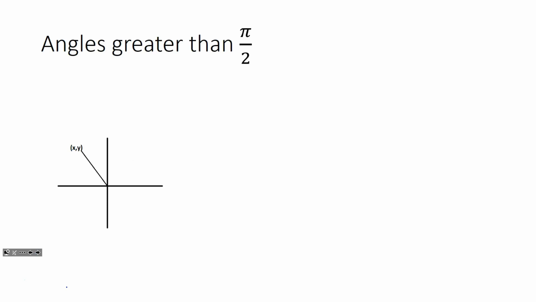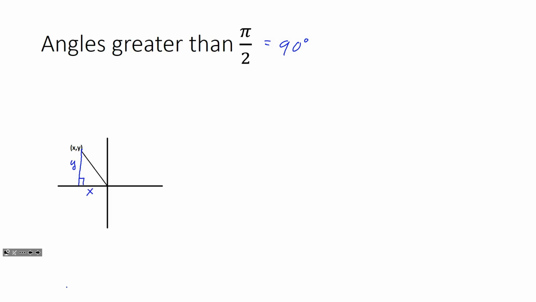Now we're going to push a little further, and we're going to look at an angle which is obtuse, that is, which is greater than pi over 2. Pi over 2, of course, is equal to 90 degrees. Right, if we look at our illustration, notice that x y is in quadrant 2 here. Again, if we drop a vertical line down, we form a right angle.